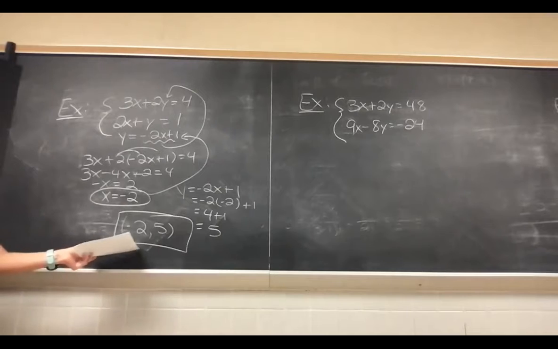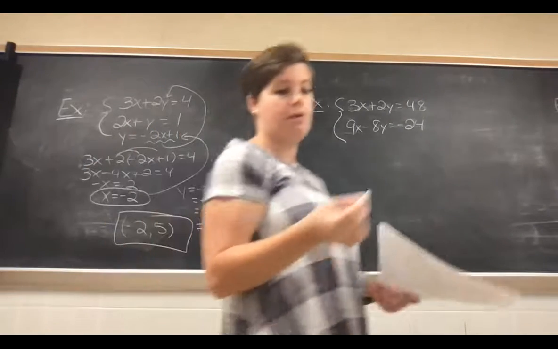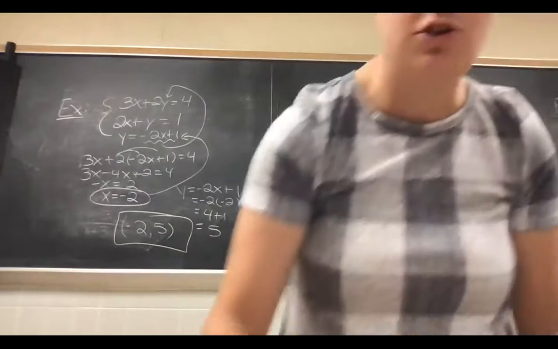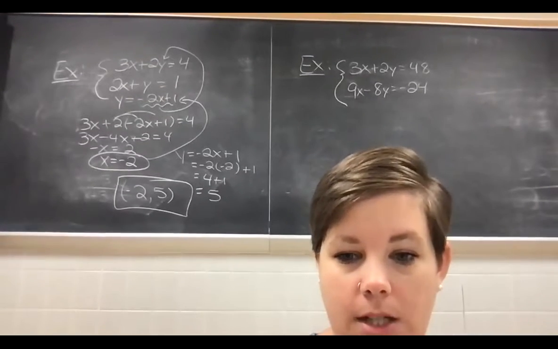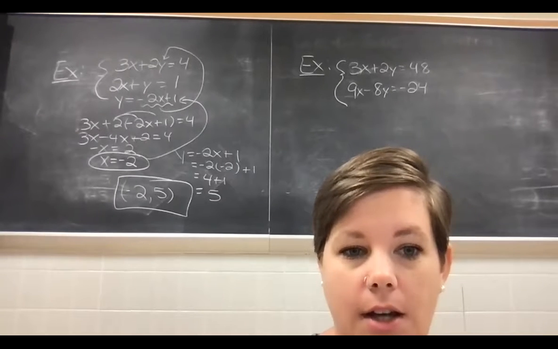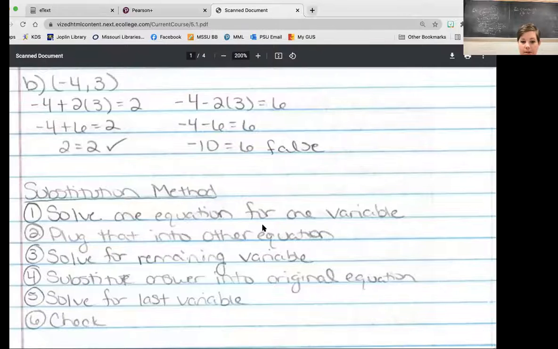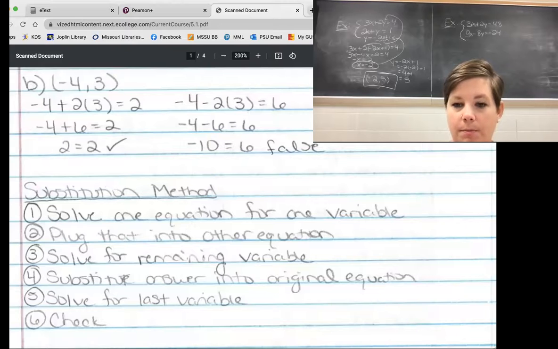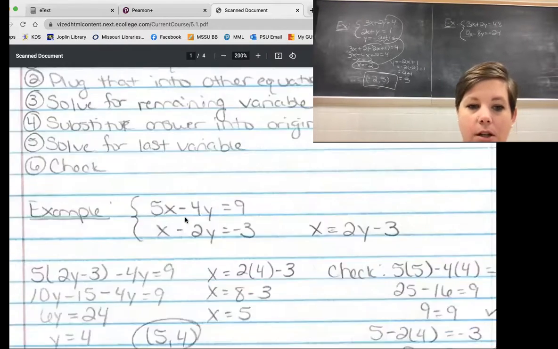Plug that solution into both of those equations and check it. It will come up and it does work. So that is the substitution method. You solve one of the equations for one of the variables, and then you plug it into the other equation, and then you solve for the remaining variable, substitute the answer into the original, and then solve for the last variable. So that's substitution. We substitute things in.